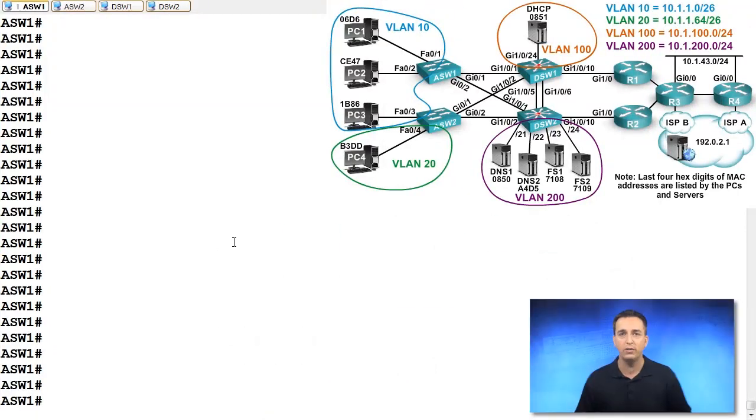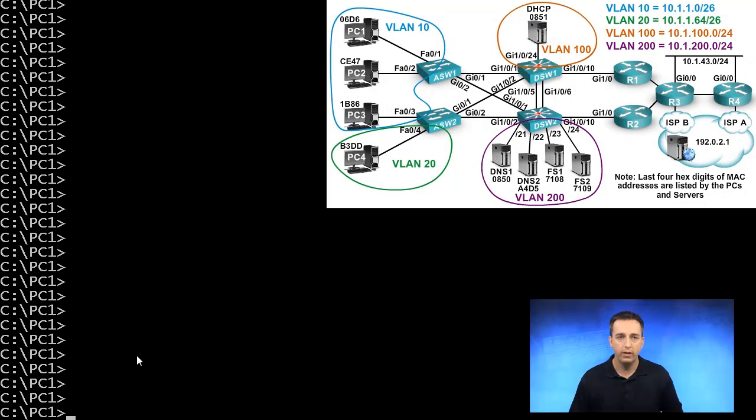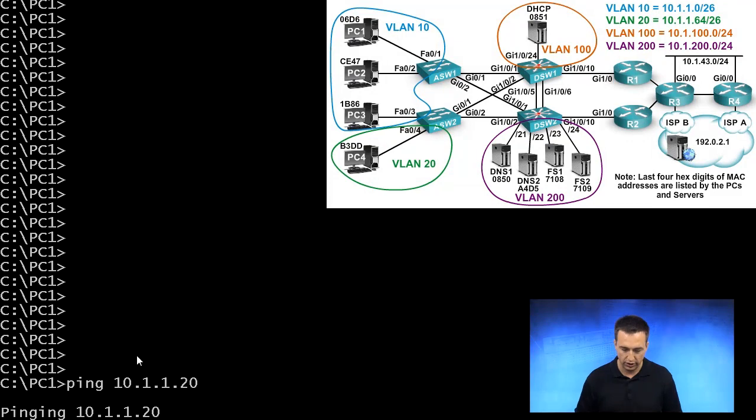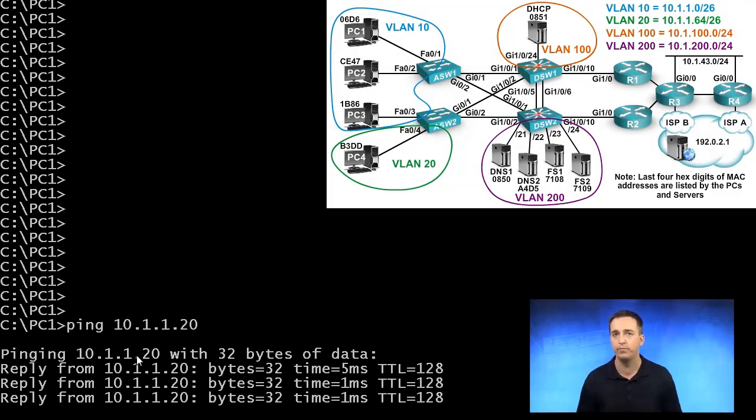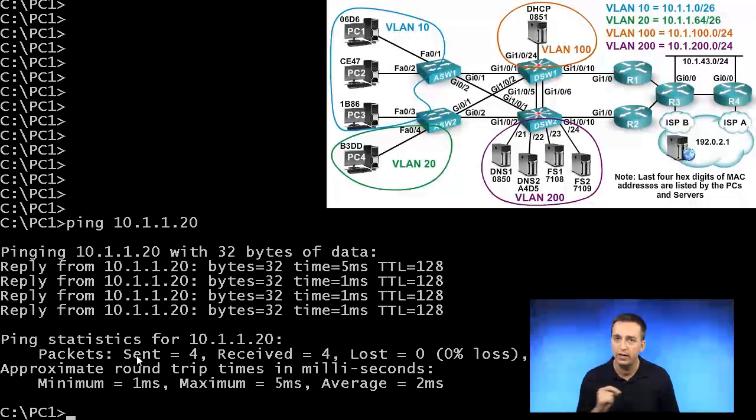In our topology, we have PC1 and PC2 that are both connected to ASW1. Right now, they are able to communicate with each other when they shouldn't be. So let's access PC1. On PC1, let's ping the IP address of PC2. We have connectivity. We shouldn't have connectivity because the protected port feature is supposed to be enabled on Fast Ethernet 0/1 and Fast Ethernet 0/2.